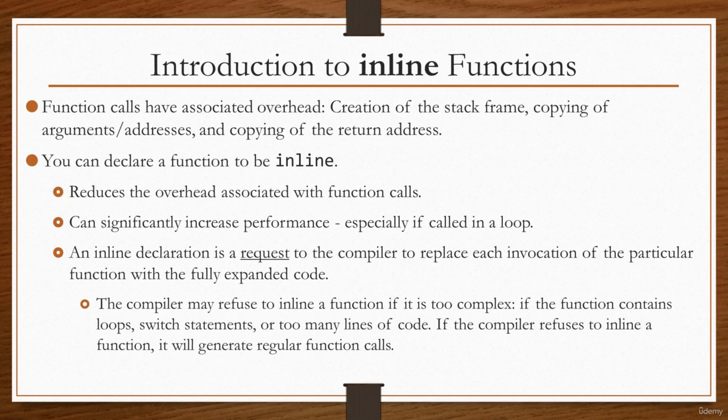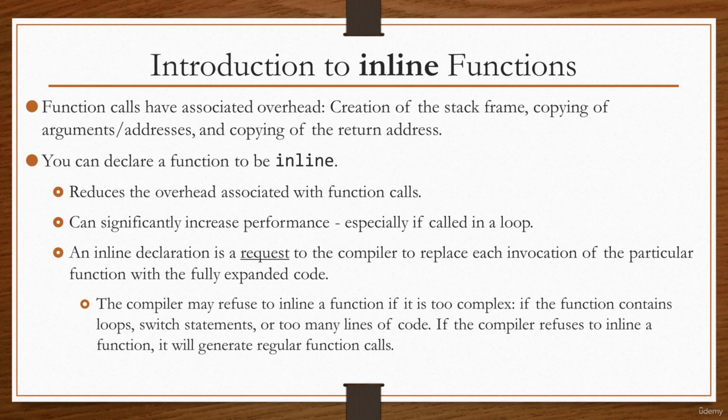Now we can declare a function to be inline, and that will reduce the overhead associated with function calls. And in some cases it can significantly increase performance, especially if the function is called in a loop. An inline declaration is a request to the compiler to replace each invocation of the particular function with the fully expanded code. Now the compiler may actually refuse to inline a function if it is too complex. So if the function contains loops and switch statements or simply too many lines of code, then again the compiler may refuse to inline that function.